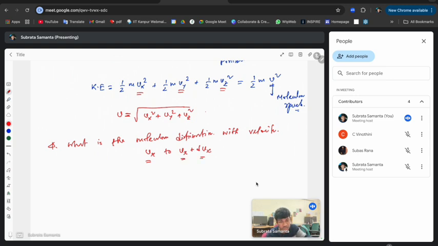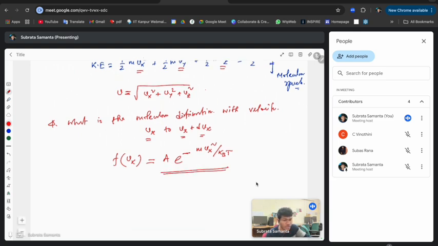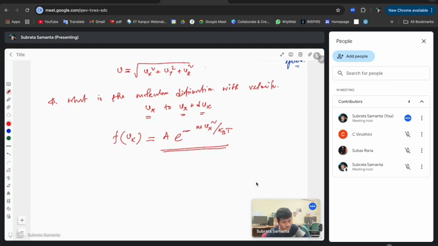What is the distribution of the molecules with velocity vx to vx plus dvx? So this is basically f of vx equals some constant a times e to the power minus m vx square over kT, if we consider a thermal bath at temperature T. Now, if you want to compute vx average, what is the average velocity of vx and how to compute it?